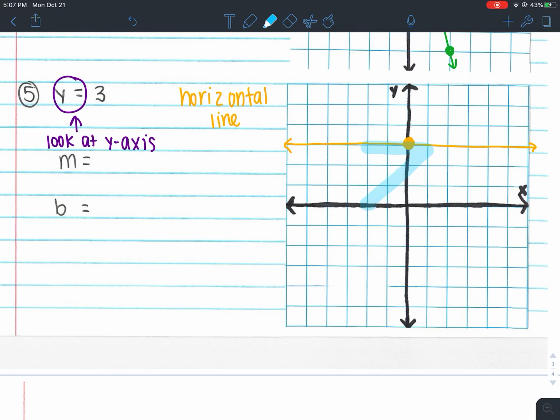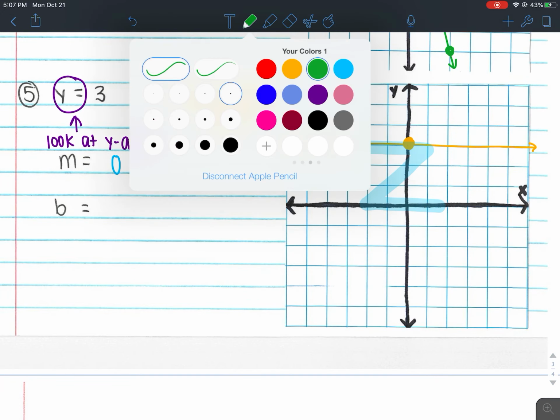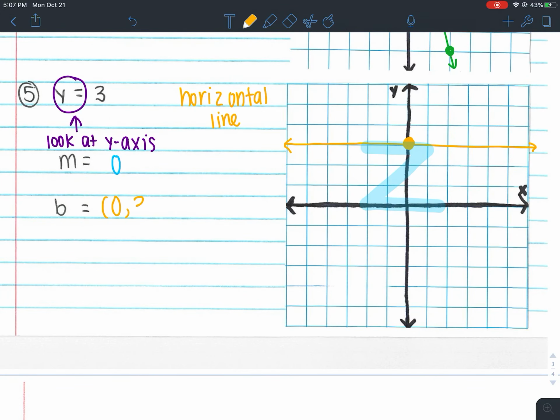And what's the slope of this? Well, the slope of this would be, remember it makes a zero for 0, so my slope is 0. What's my y-intercept? My y-intercept here is (0, 3). It's a horizontal line. Okay, so let's retrace our steps, right?